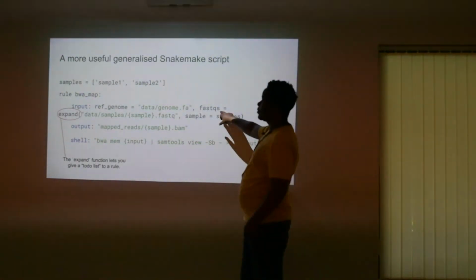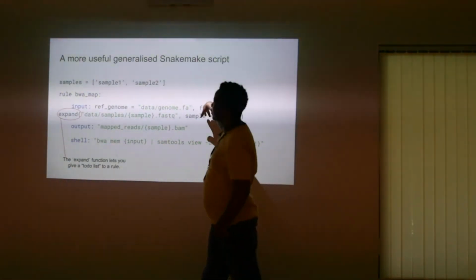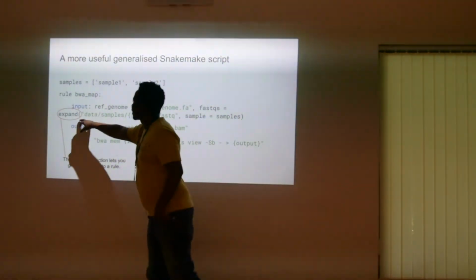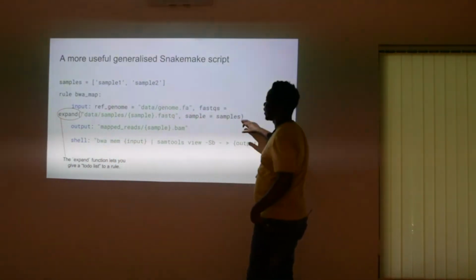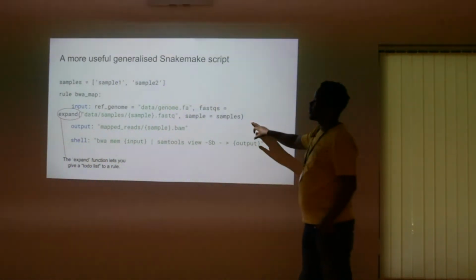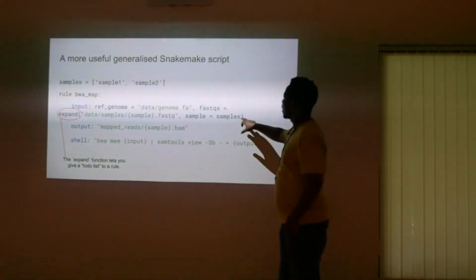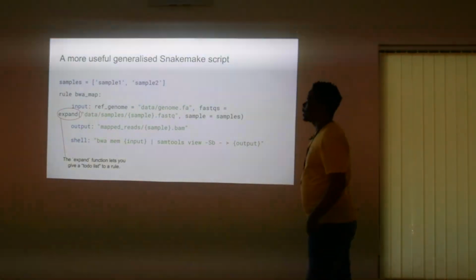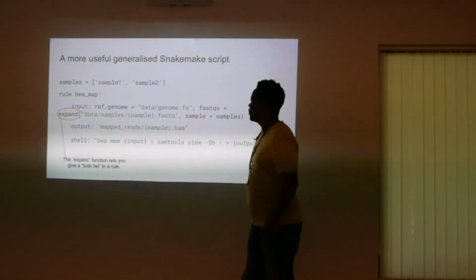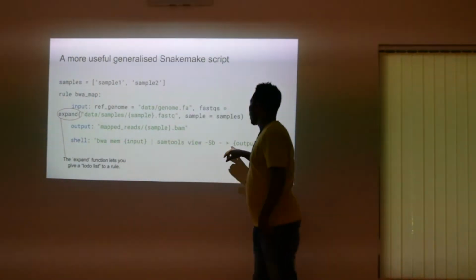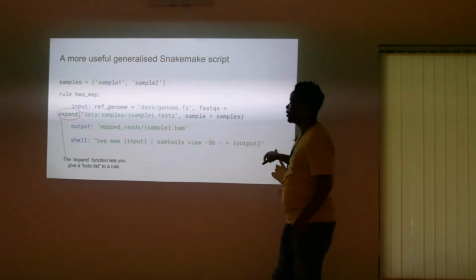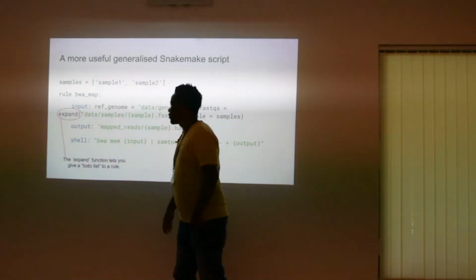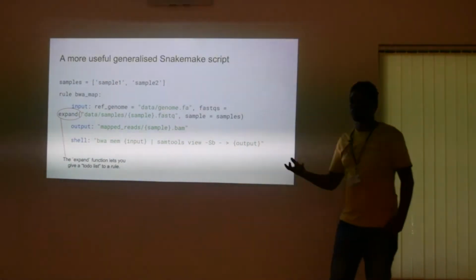And our first queues equals, or is assigned, to the output of this expand statement, right? And sample is assigned to samples, right? And output is sort of similar to what we've seen before, and this is the shell command that we want to run, okay? So what is happening is that this expand command here is allowing you to sort of have a to-do list as a rule.